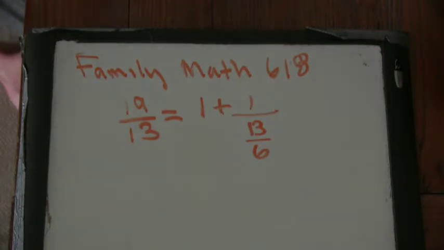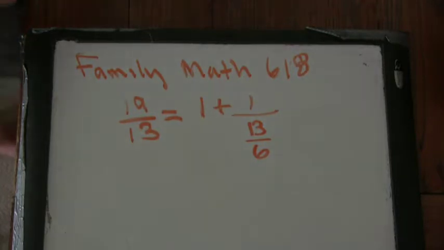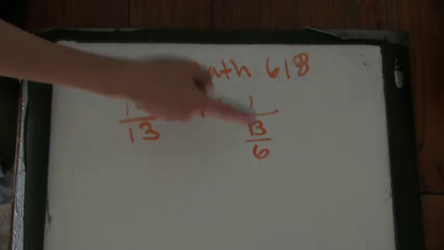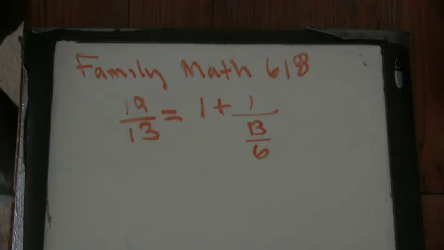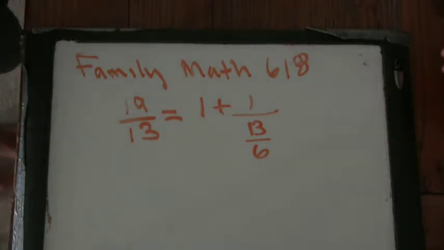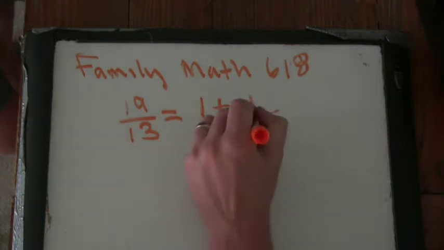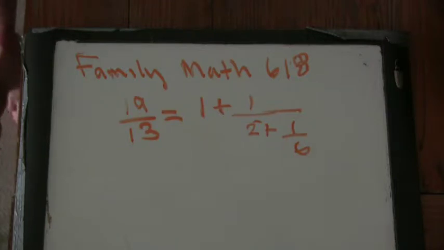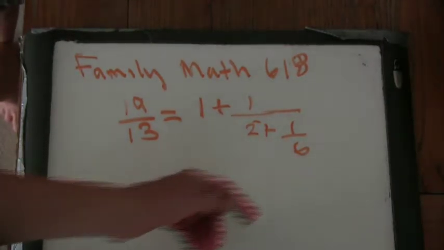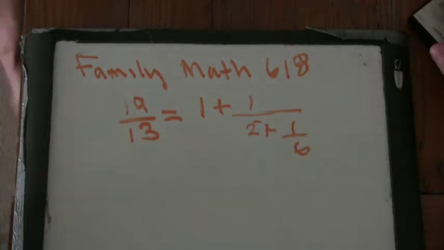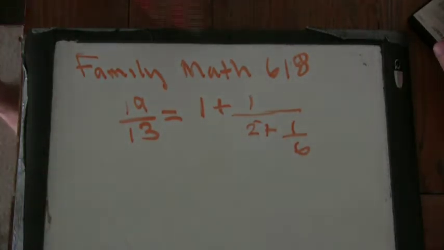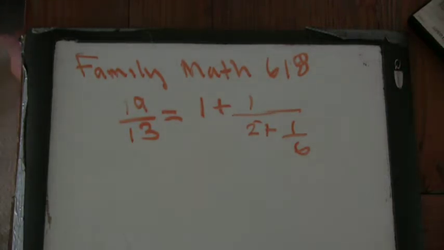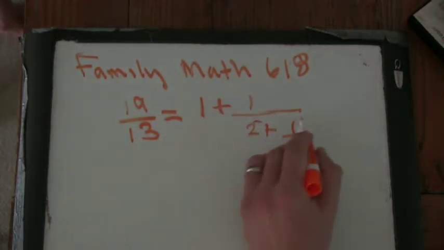So 13/6 has the 1 in it. Actually, it would be 2 plus 1/6. There you go. All right, and what am I going to do now? Well, you don't really need to do anything with this. It's already a unit fraction. So 19/13 equals 1 plus 1 over 2 plus 1 over 6.